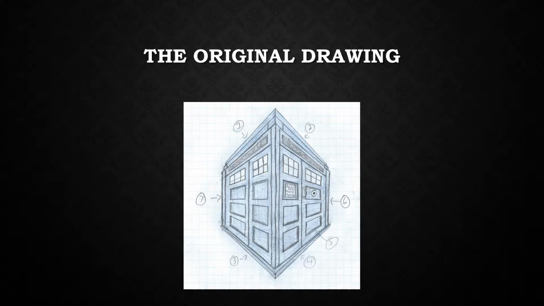This is the original drawing. As you can see, it's just a very basic little drawing. It's got very minimal shading. There's lines all about the place, and some lines have been marked as 1 through 7. I have 5 oblique lines and 2 vertical lines.